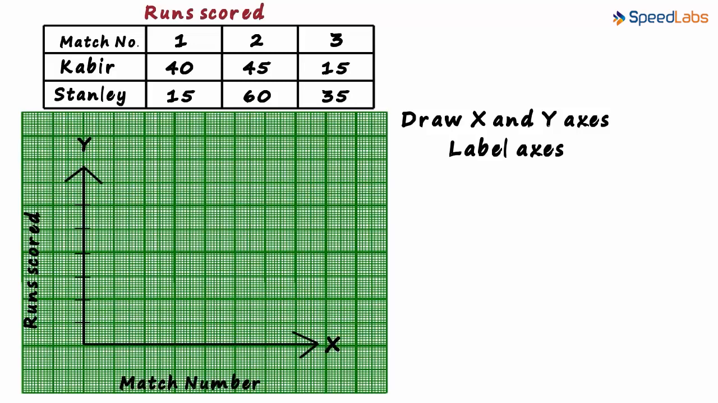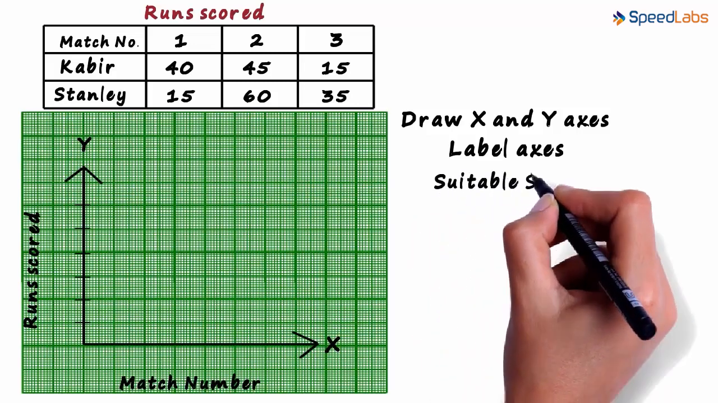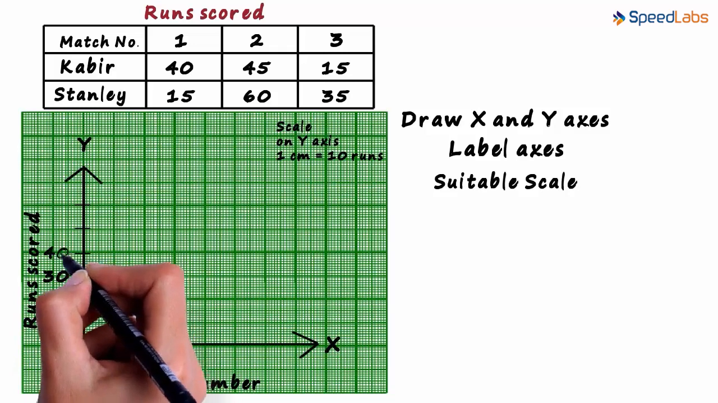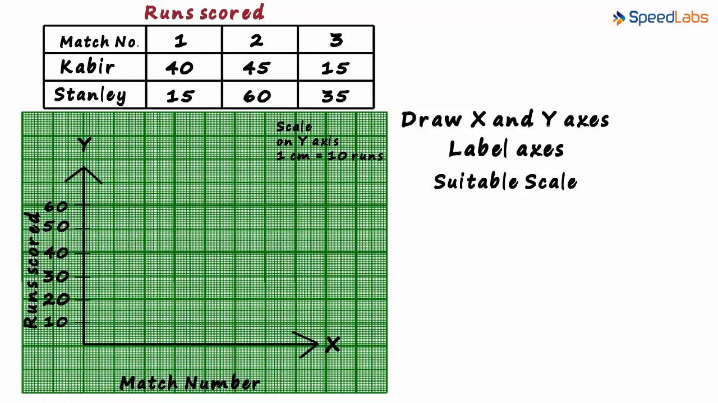So now we have to choose a suitable scale. We have numbers right from 15 up to 60. So a scale of 1 centimeter equals to 10 runs on the y-axis would be perfect. We would just need 6 divisions on the y-axis, which is manageable. So we write 10, 20, 30, 40, 50 and 60 on the y-axis. And we write the match numbers 1, 2, 3 on the x-axis.